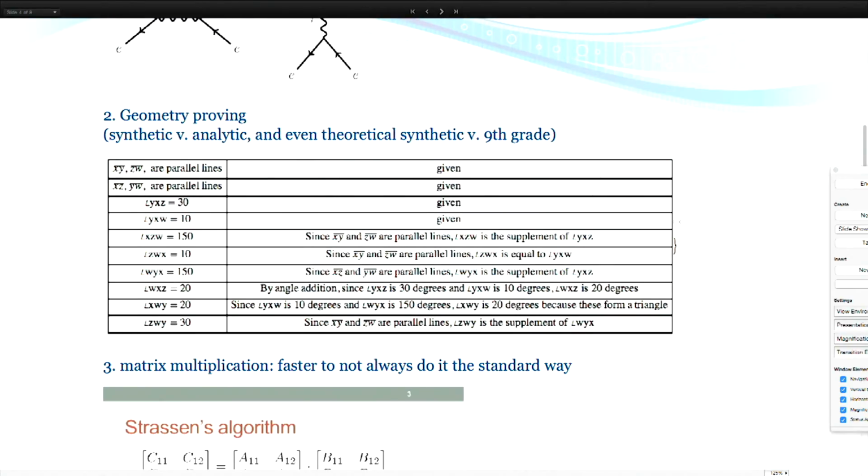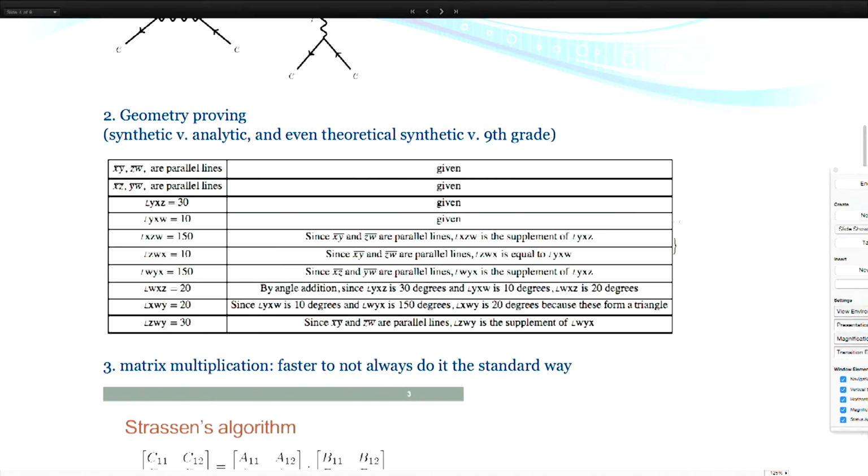Geometry proving is an even more interesting case, because if you want to prove something about a geometrical diagram, the best way to do it is to express everything in terms of equations, that is, use analytic geometry, and throw all these equations into something like Reduce, or use some Gröbner bases, and pick out the facts that you want from there.